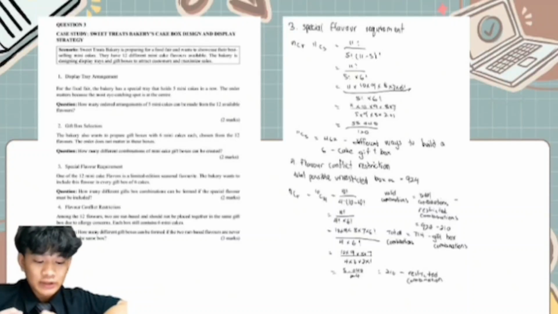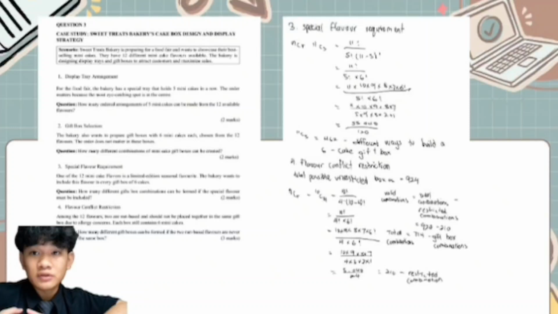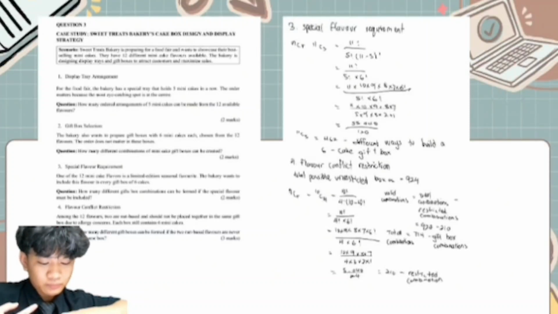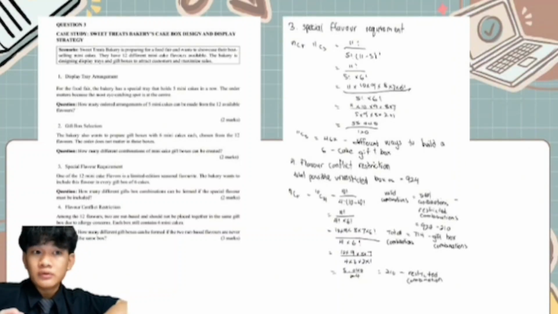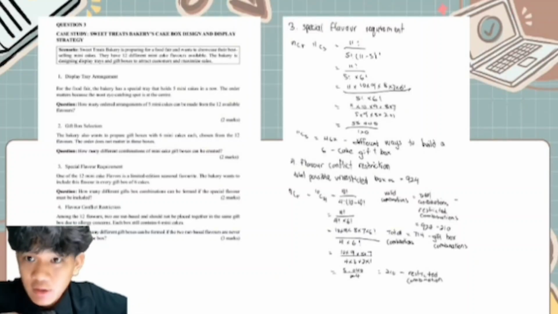For the next question, they ask us to find how many different gift box combinations can be formed if the special flavor must be included. Based on our calculation, the total number of ways to build a cake gift box with this limited flavor is 462. How do we get this? We take 11 shift nCr then 5. We use the calculator and then we get the answer. If you understand, you can see the calculation so you can understand more.